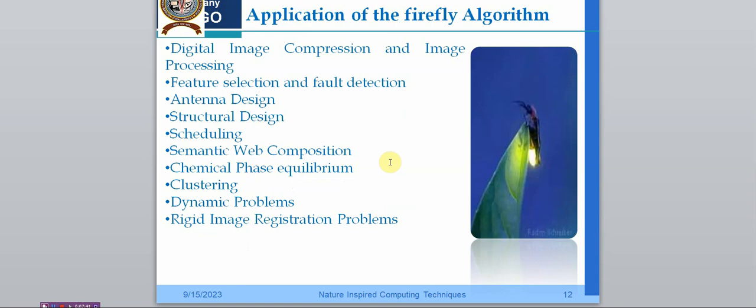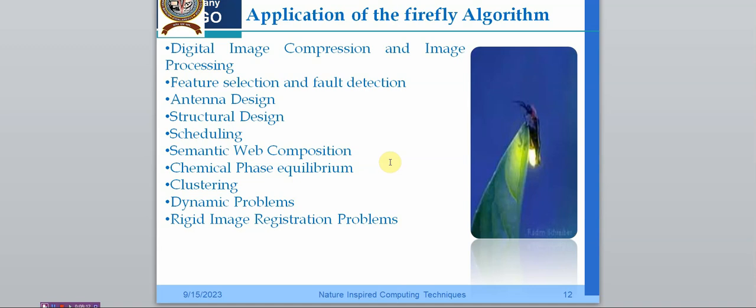Then you go for the applications of the firefly algorithm. There are a number of applications, and some of the important ones we will discuss here. For digital image compression, lossless compression, and image processing, we can use this firefly algorithm. Similarly, for feature selection and fault detection also we can use it. You know that there can be a number of features for a particular object, but some of the important features which exactly define it are chosen, and that is the concept of feature selection.